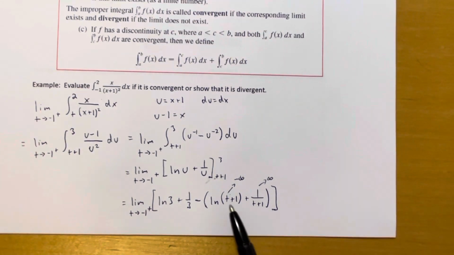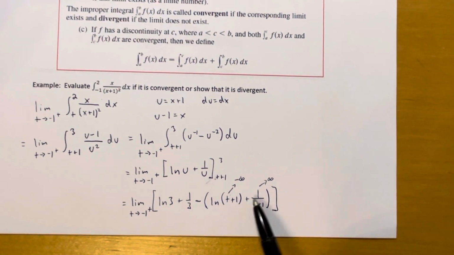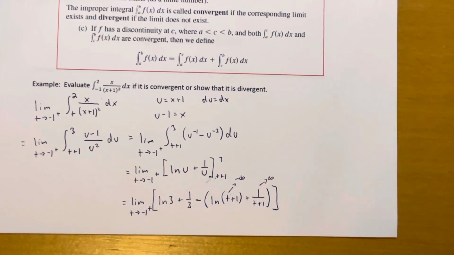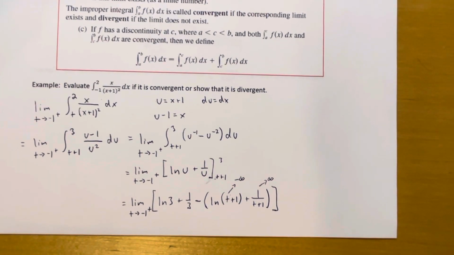Now, how do we deal with this? This is an indeterminate form of the infinity minus infinity type, and we can use L'Hopital's rule on this as well. And actually, I'm going to have to do that in my next video because I'm running out of space here. So in part 3, we're going to finish this example, and then we have just a little bit more to look at before we're done with 7.8.